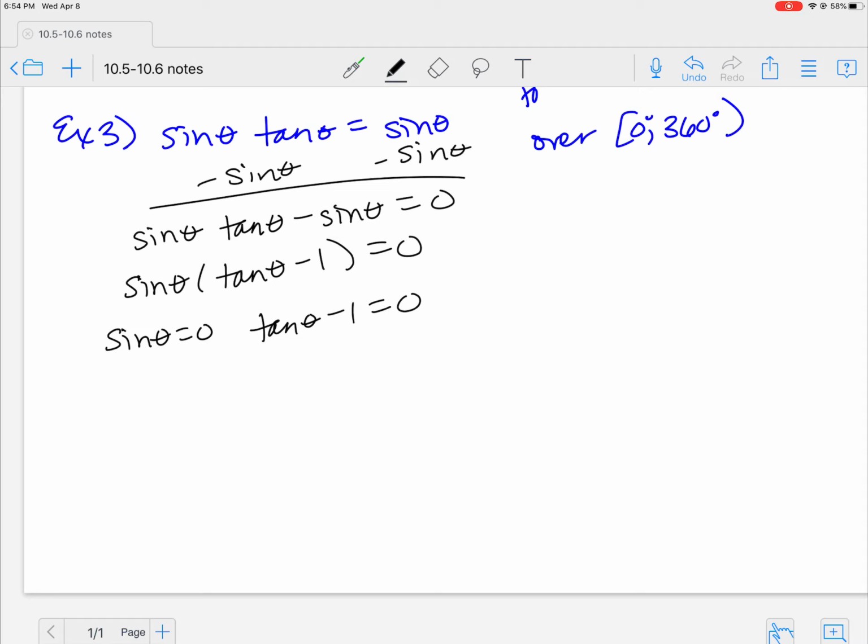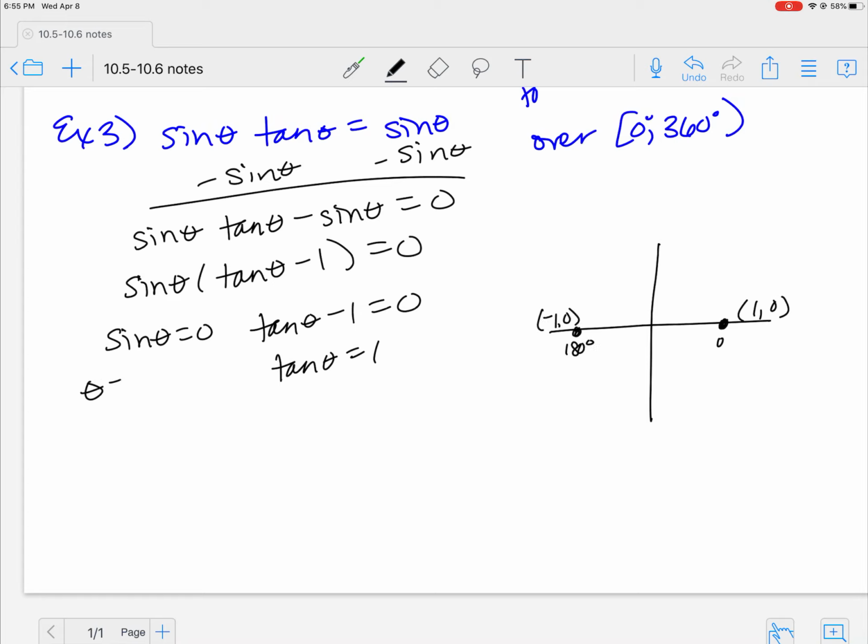Check that out. And we can use the zero factor property. Once you factor out that sine, then I can set each one of these equal to 0. So sine theta equals 0 and tangent theta minus 1 equals 0. Then I can solve for that. I know I'm going from 0 to 360. So tangent theta is equal to 1 when I add that over there, because that's what my problem tells me.